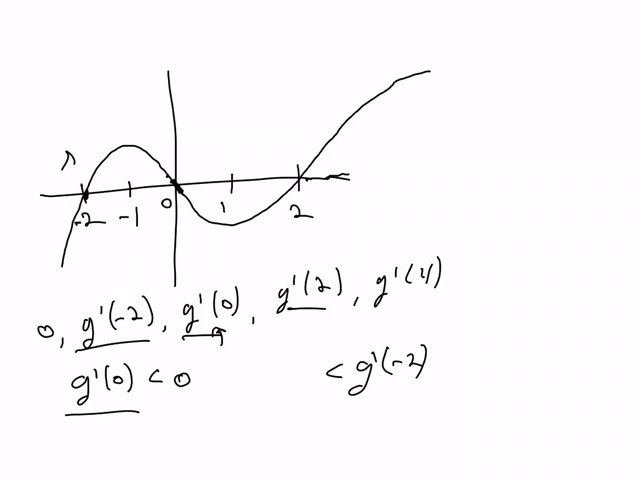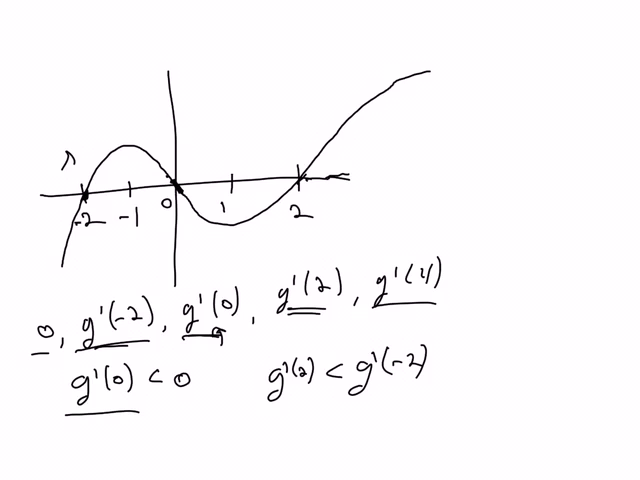For 2, our rate of change is positive, but it does not look as positive as for -2. So we're going to put g prime of 2, let's say, over here for now. And then for g prime, this is what, 4?